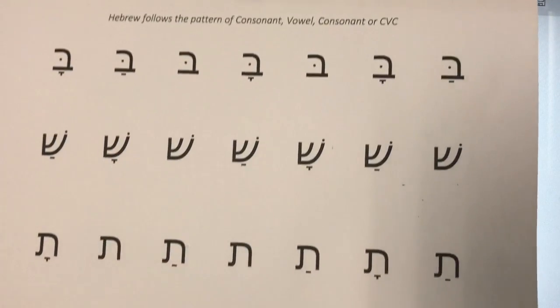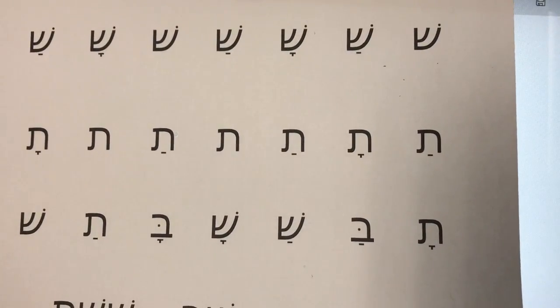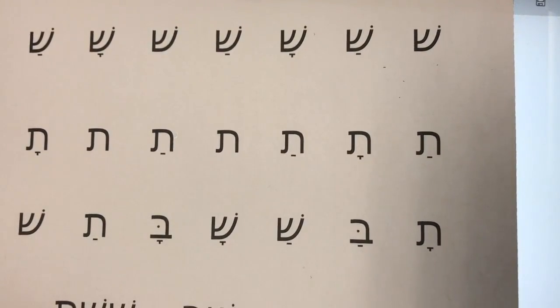And then this is probably where it's going to get a little tricky because you're going to be seeing different letters in the same sentence. Okay? So here you're going to see ta, correct. Ba, correct. Sha, and then continue on.